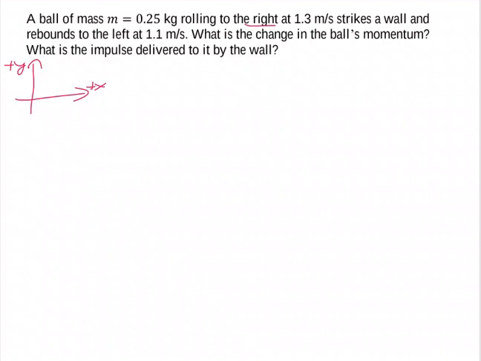So strikes the wall and rebounds to the left at 1.1 meters per second. So when it comes off of the wall, the velocity there, the speed, is actually going to be less.